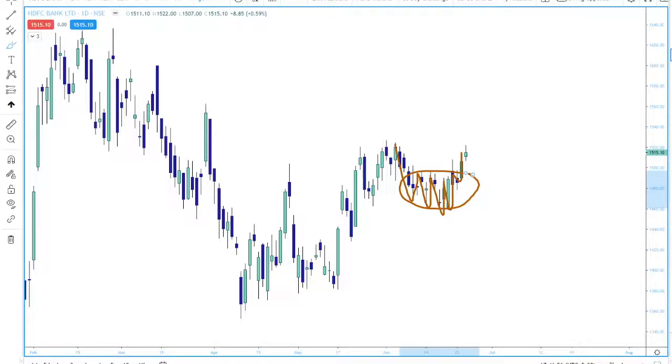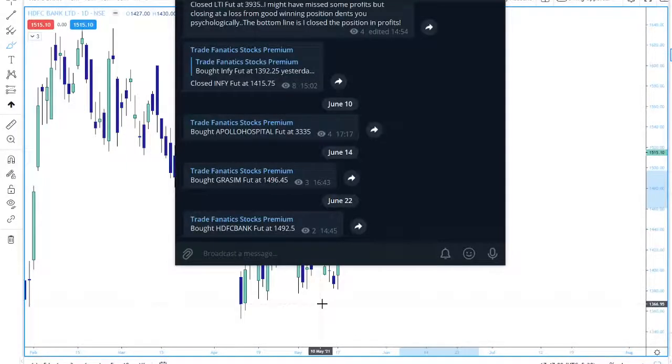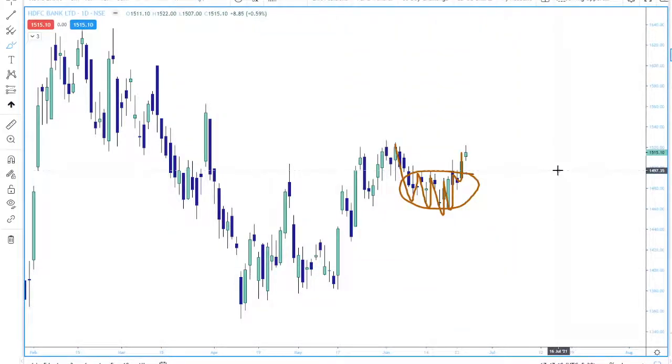Let me just give you a disclaimer as well. I'm already long in HDFC Bank, as you can see on my premium channel here. I posted here that I have bought HDFC Bank futures at 1492.50. I'm already long in this. That's the swing trade that I have taken, so in this video I'm just focusing on intraday trades.